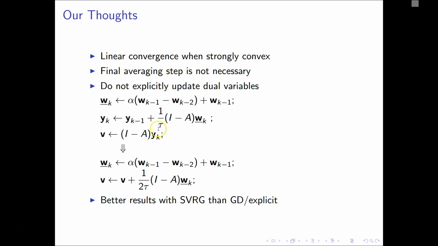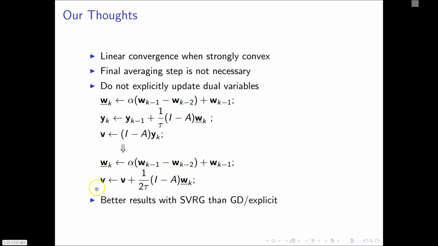So we can do this. We eliminate this yk and use this v to keep track of the consensus. This trick works because we have some spectral properties of I minus A, but we don't want to go too deep into that. You can ask me if you are really interested in it. So by doing this, we essentially reduce the communications by half, which is good.